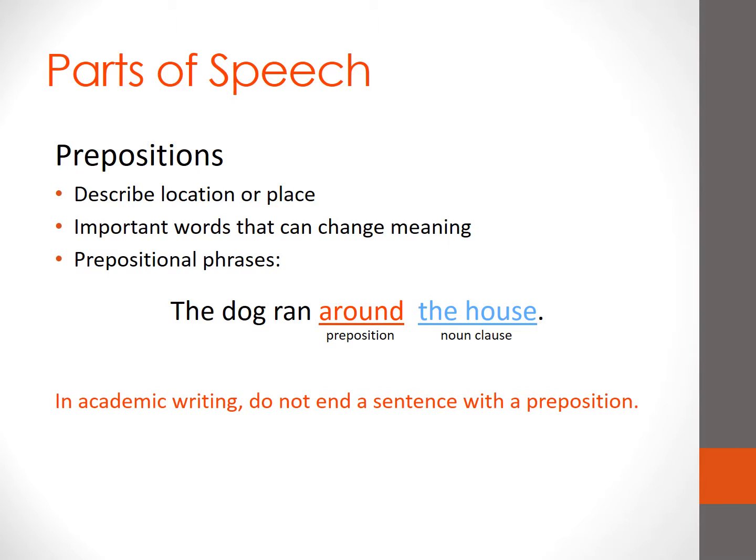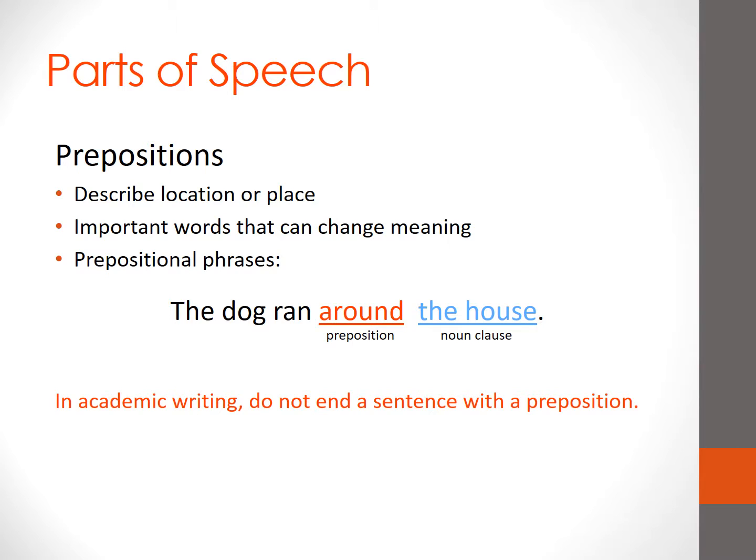For example, think about these sentences. God did it to me. God did it for me. Freedom of religion. Freedom from religion. Prepositional phrases are the preposition followed by the noun clause. And it's important that you remember what a prepositional phrase is when we get to subject-verb agreement.